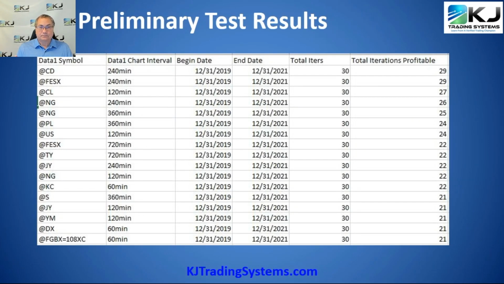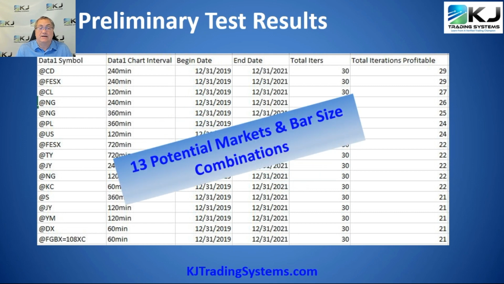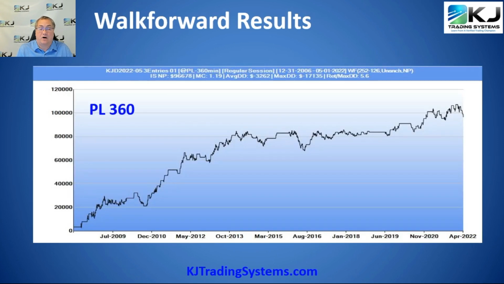All right. So let's look at preliminary test results. What I usually do is I test a 2-year period. So I just took from the end of 2019 to the end of 2021. And you can see there's a bunch of different markets and a bunch of different bar sizes where this strategy was profitable over all those iterations. Altogether, there were 13 different combinations that were profitable. So that's pretty good. It shows it works in some different markets.